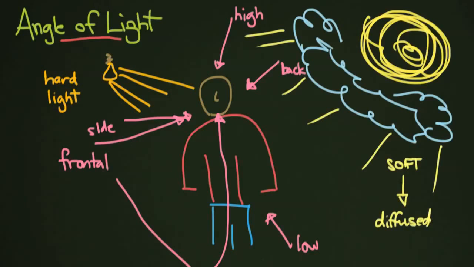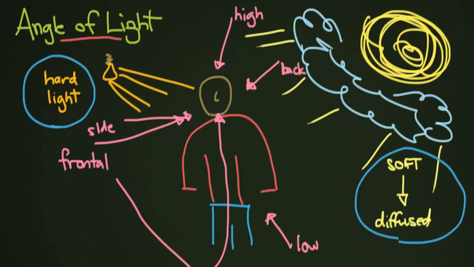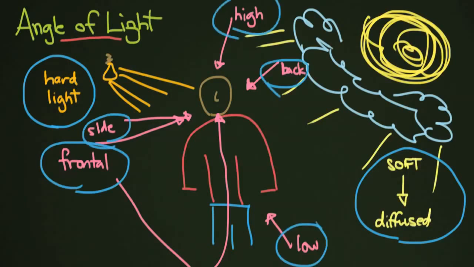So right now, for the purposes of this lesson, you want to think about two things. You want to think about the hardness of the light, and you want to think about the direction of the light. So you want to think if it comes from the front, from the side, from the back, and if it comes from below, or if it comes from above. Alright, so let's take a look at what this might look like in a photograph.